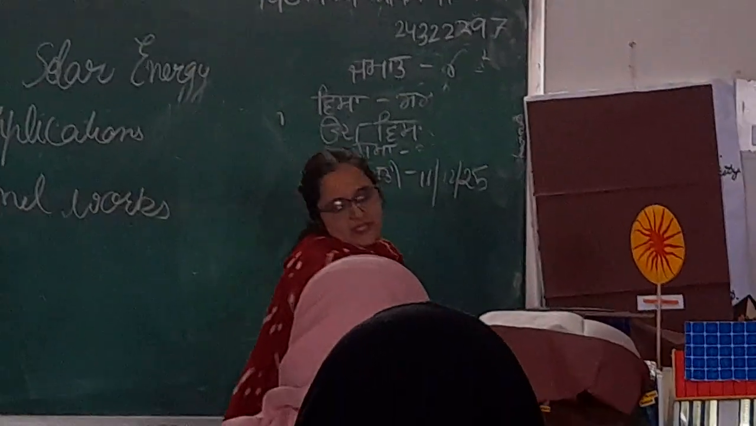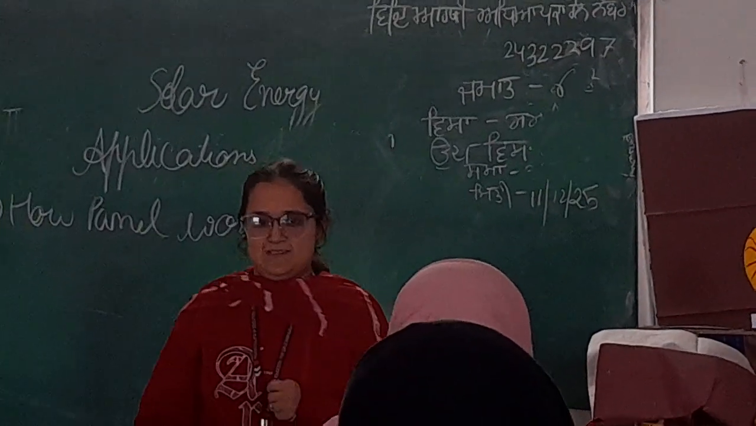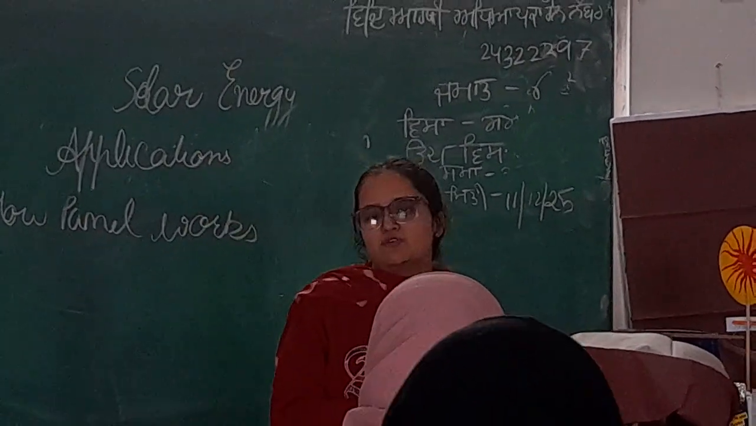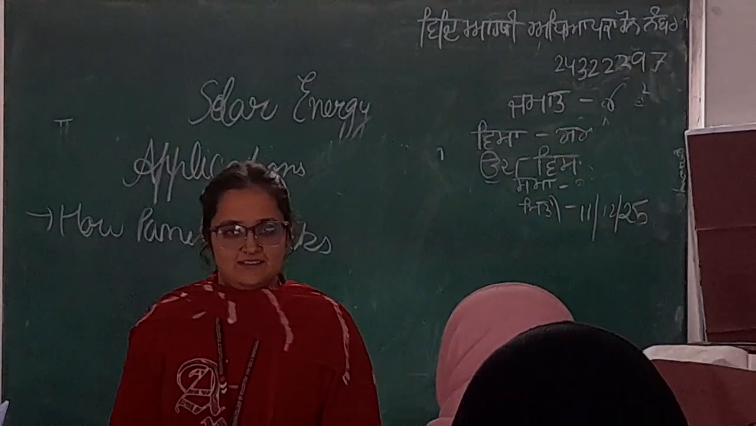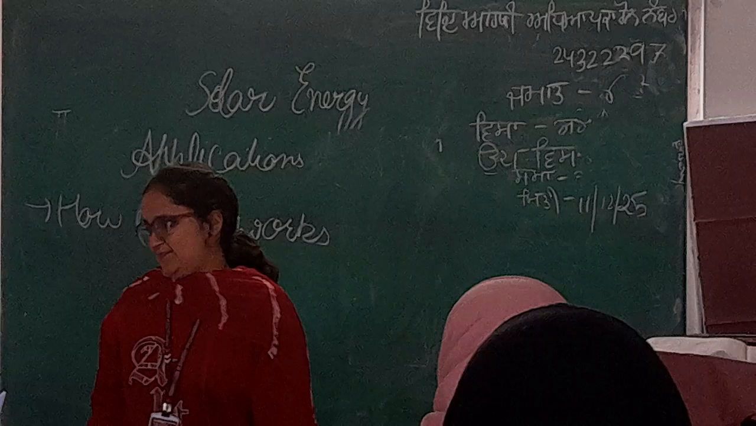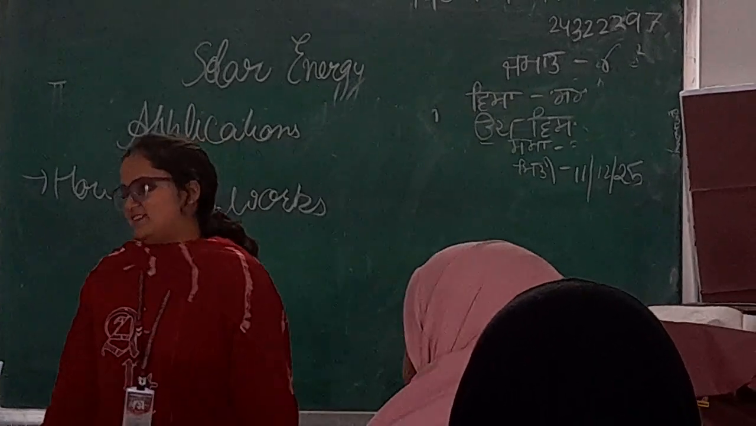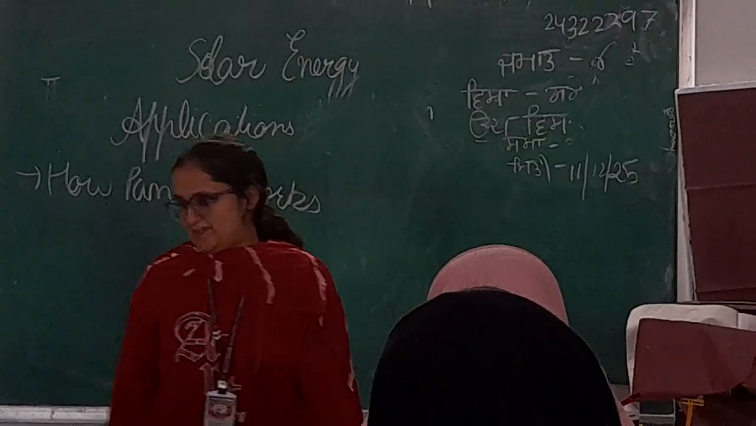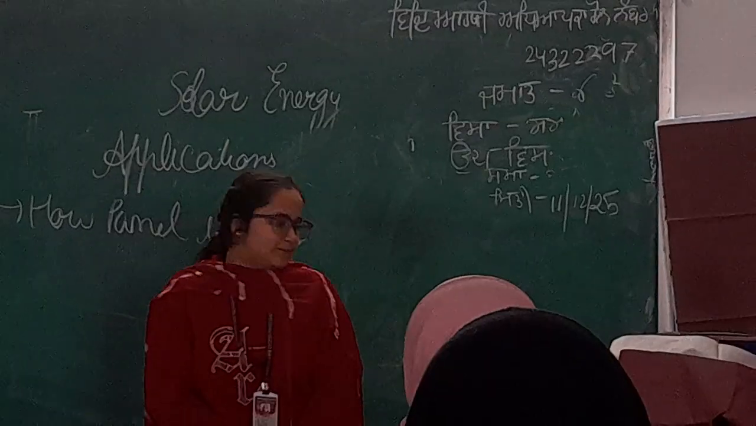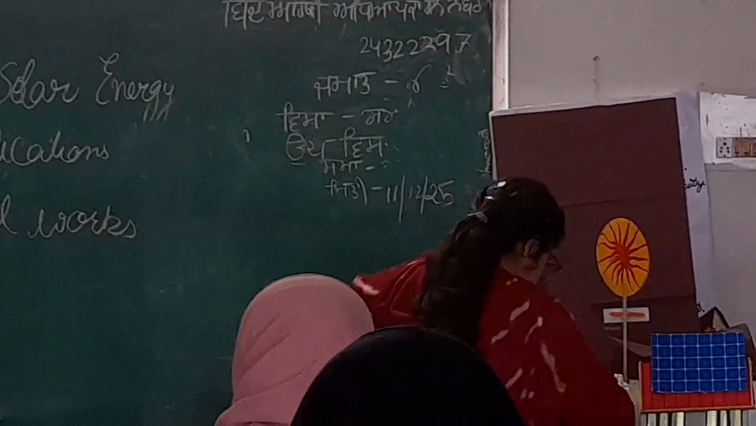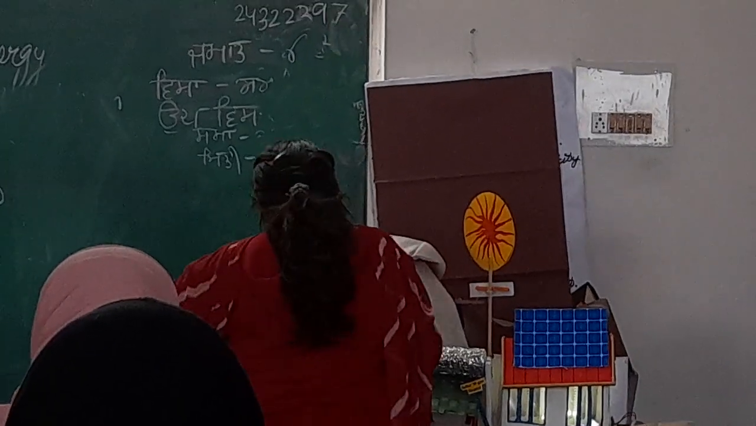So now you tell me, where do you observe the sunlight being used in daily life? Where is sunlight used in daily life? Tell me. Yes, good. Any other? Because plants make their food depending on sunlight. Yes. Any other? Good. So now the next application, which is cooking.